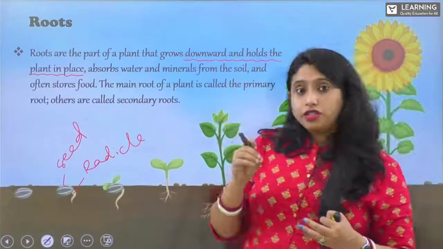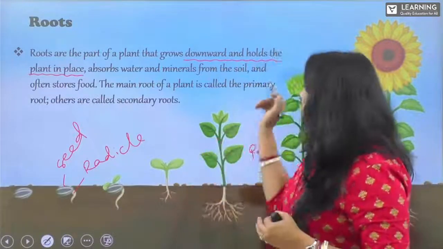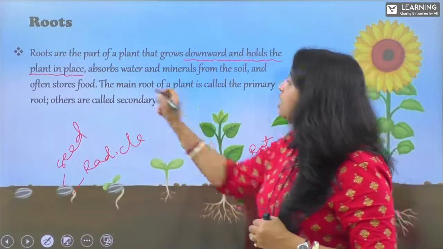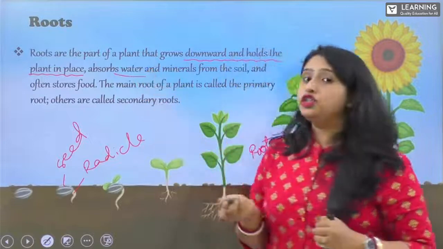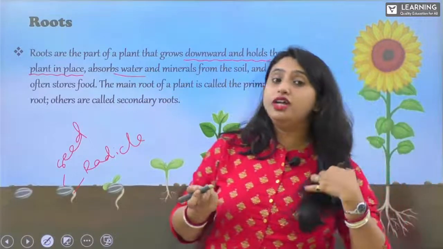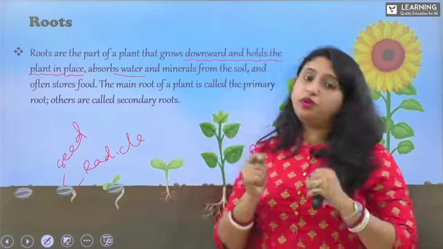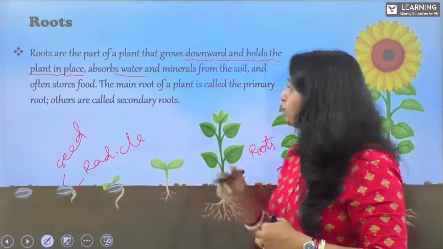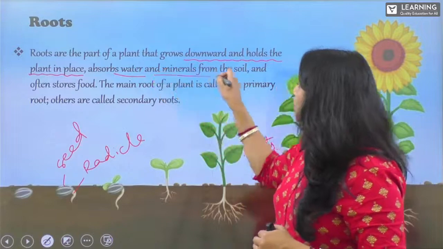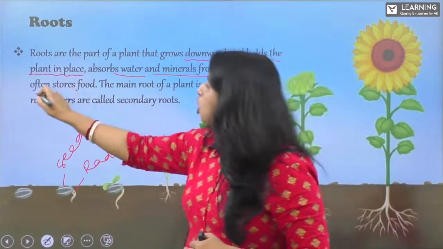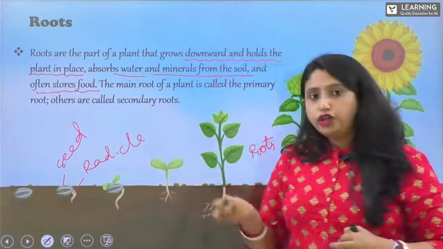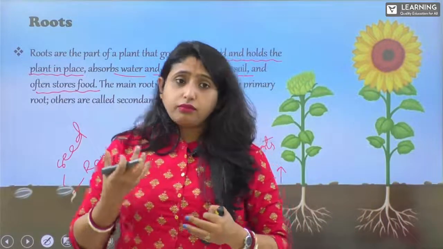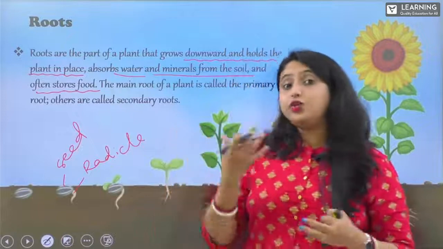They are always present downwards, and they hold the plant in place. They provide support to the plant. They absorb water. So the roots are responsible for what? They are responsible for absorbing water, and they also increase the surface area for water and minerals from the soil, and often store food. So roots are responsible for absorbing the water as well as the minerals.